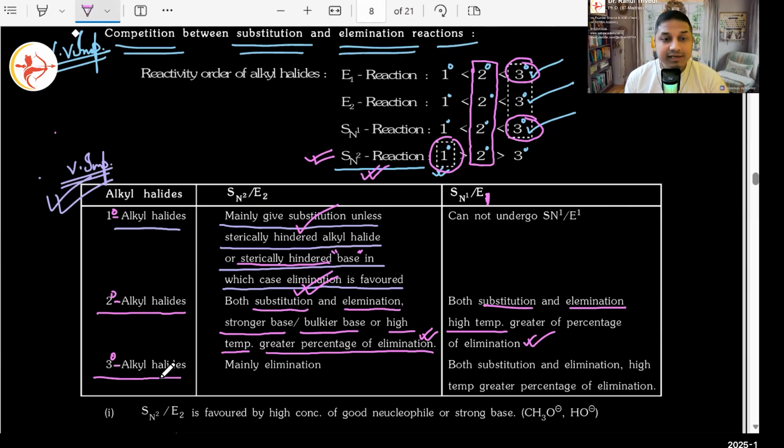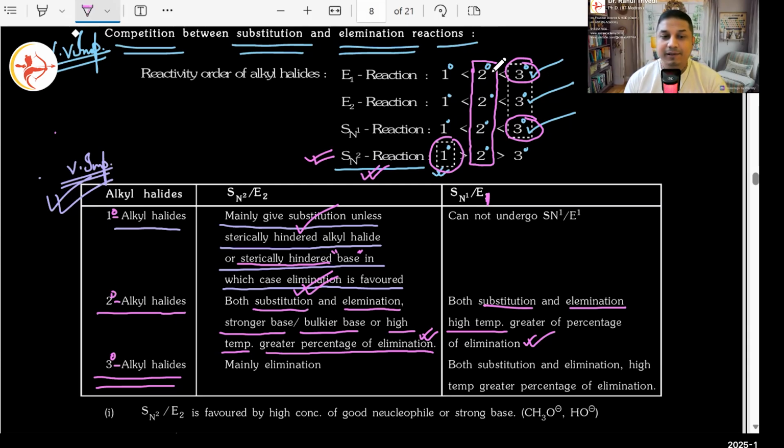3 degree alkyl halide, you know what does it undergo mainly? Which out of the 4 are highly likely? Elimination. Do you see that? Highly likely chances of elimination are there because either E1 or E2 will happen. Elimination way only. Yes or no?